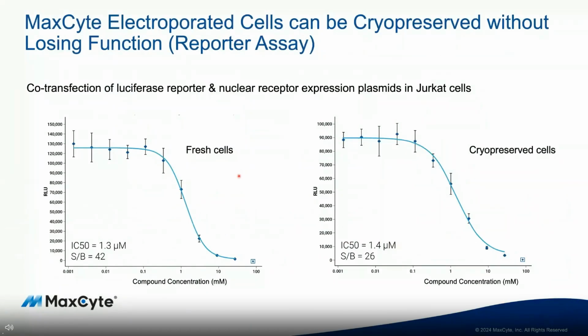This is an example in CHO cells with a luciferase reporter and a nuclear receptor expression plasmid, where you can see freshly electroporated cells and cryopreserved cells basically have the same IC50 for compound inhibition, whether using fresh or cryopreserved cells. So if you can actually electroporate a large number of cells, cryopreserve them, and then be able to take out that frozen aliquot for screening to give consistent results, that will ultimately save time in the end, and you'll get similar performance to freshly electroporated cells.